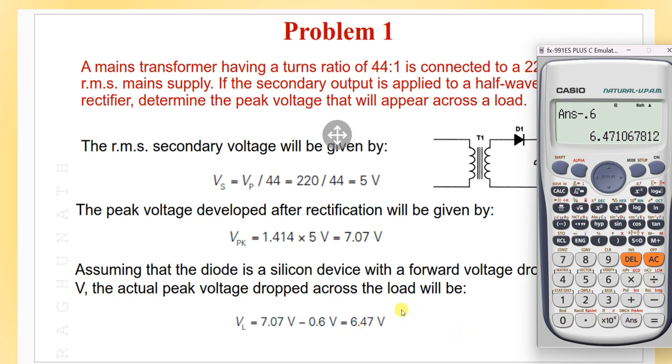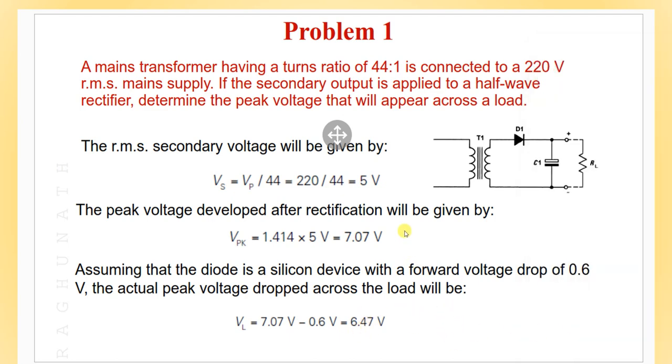So 6.47 you are getting. So this is the first problem. We got the answer as the peak voltage that will appear across the load. Remember, you have to subtract the voltage across the diode. If it is given as a germanium diode, you have to subtract 0.3. Otherwise, you can specify: assume diode as silicon. You can write drop across diode is 0.6. 0.6 will be absorbed by the diode from this peak voltage. So the remaining voltage, 7.07 minus 0.6, is 6.47, is appearing across this.